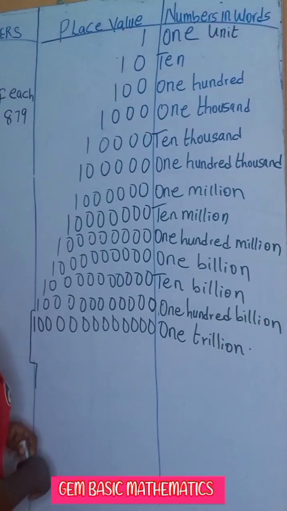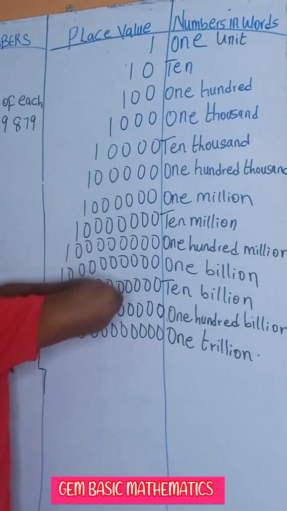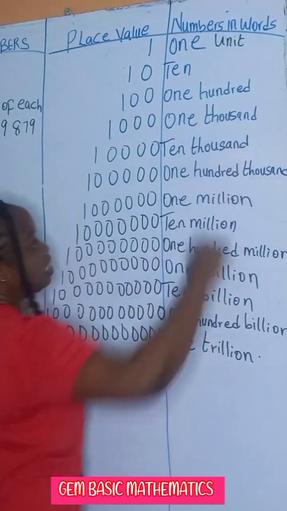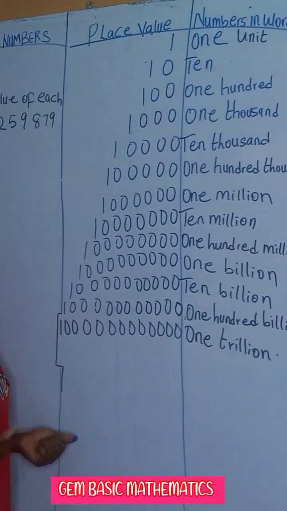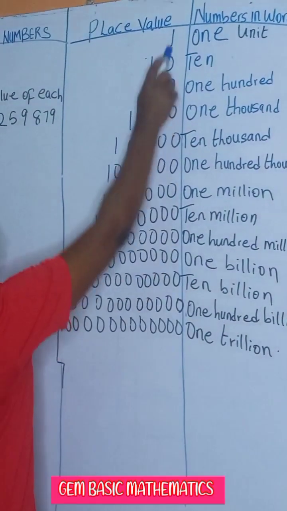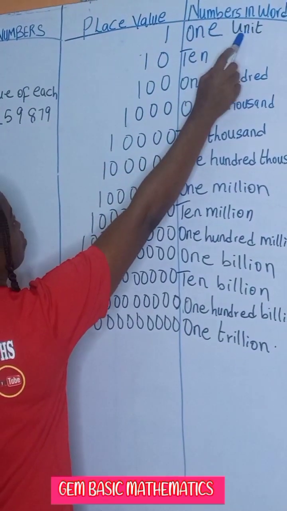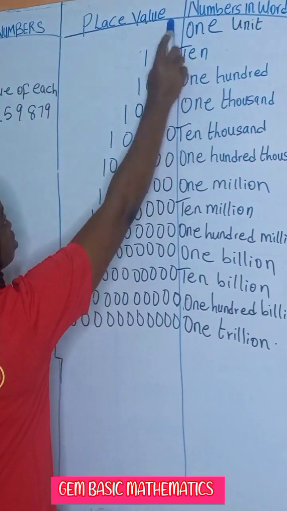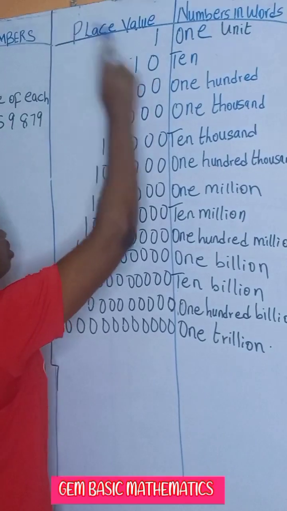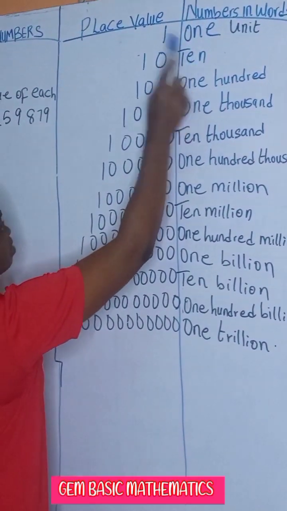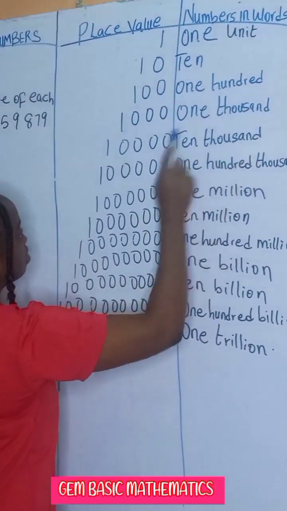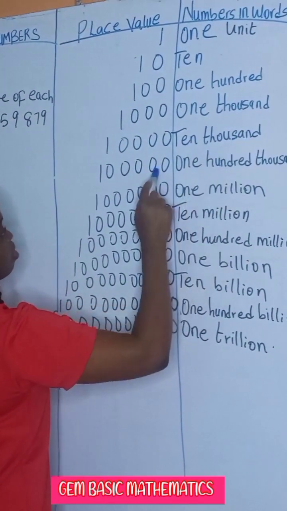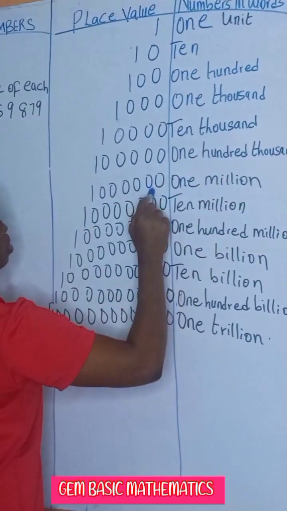Look at this. We have place value and we have numbers in words. In our previous class, I taught you how to write million, billion, and trillions in words. Now here is one, and one is for what? That is units, 1 unit. You have 10, 100, 1,000, 10,000, 100,000, 1 million.